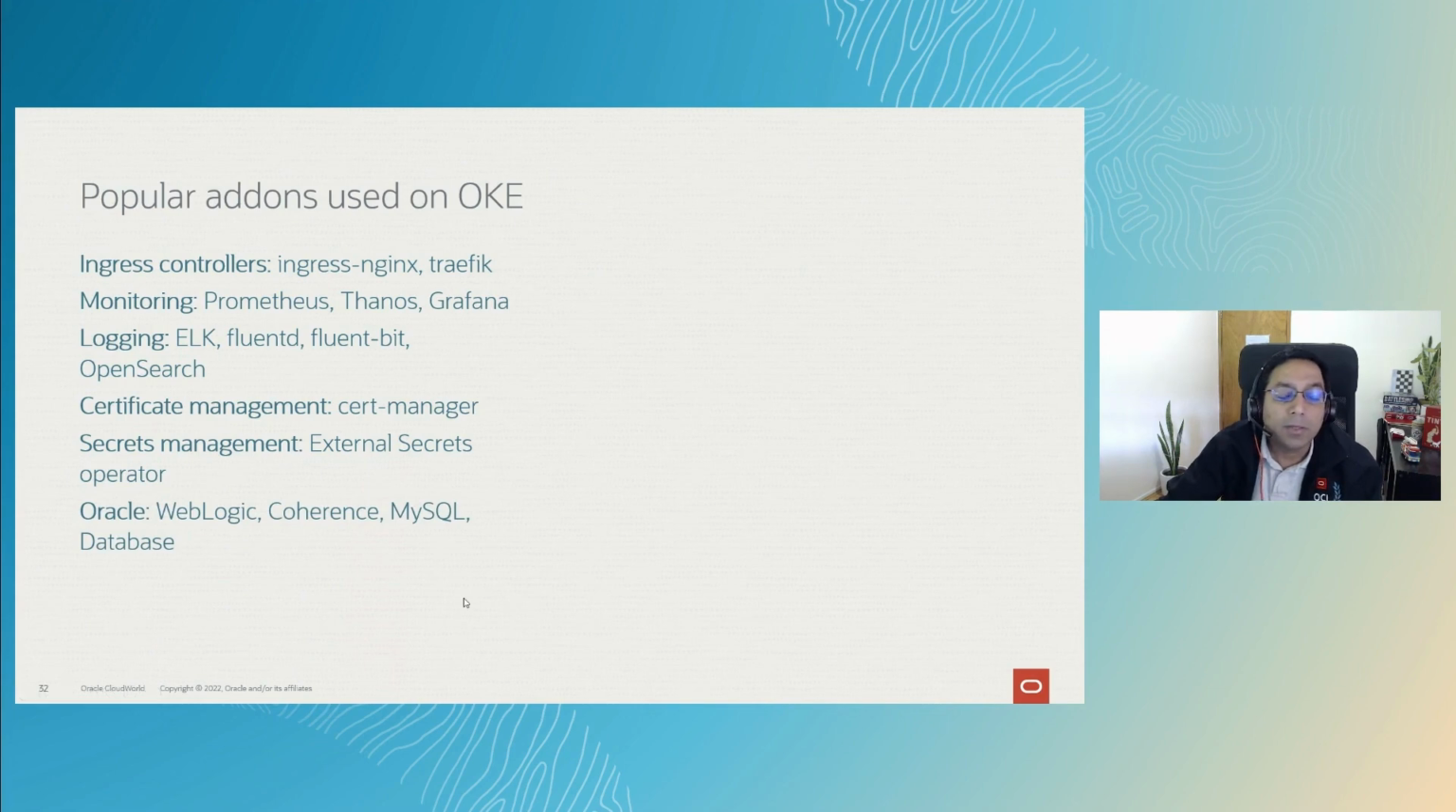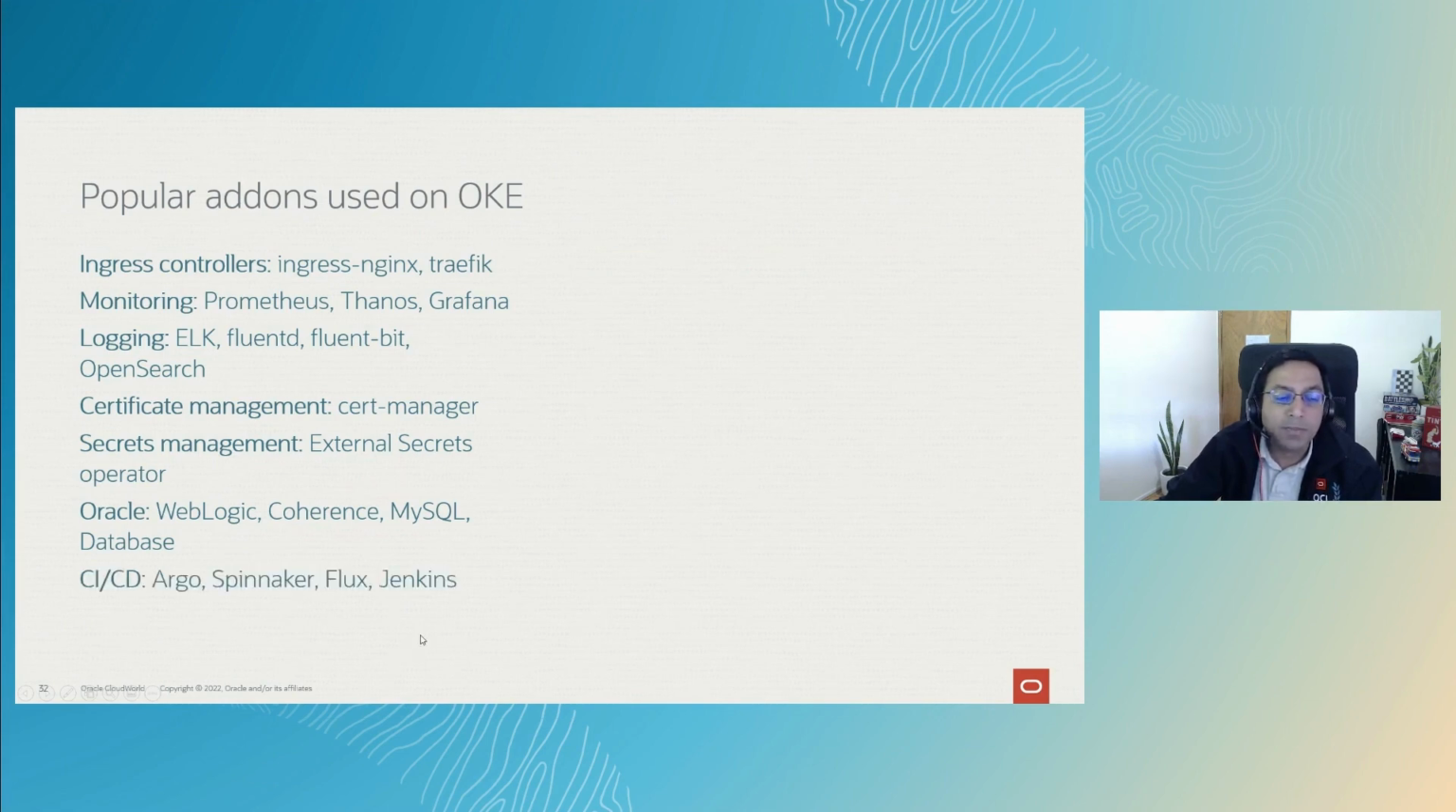You can run other Oracle software like WebLogic, Coherence, MySQL, and the Oracle database on Kubernetes as well. These are all available and provisioned through various Kubernetes operators. All the operators for these are being developed in the open source on Oracle's GitHub. You can join and contribute and help us make them better.